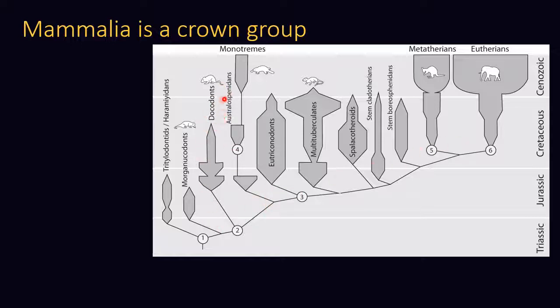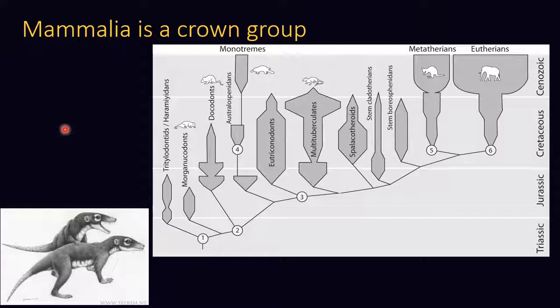Things like here, docodonts, morganucodonts, tritylodontids, and haramiyids, these are stem. These are stem to Mammalia because they diverged before we had monotremes diverge out. And if monotremes had become extinct before the present day, the crown group would be here instead. This is just things that were around kind of when we consider the advent of modern science.